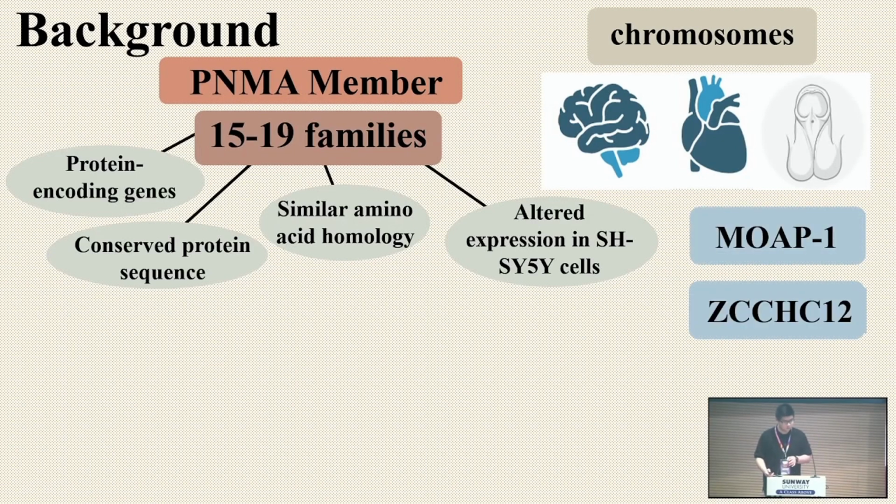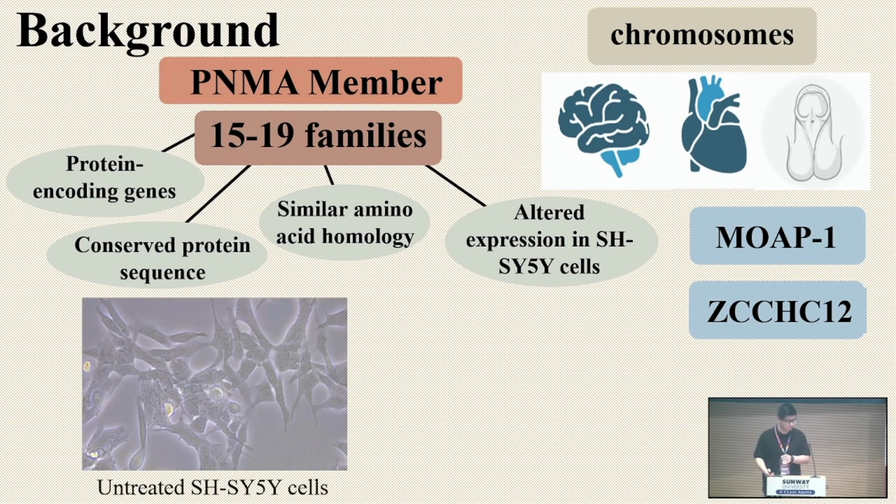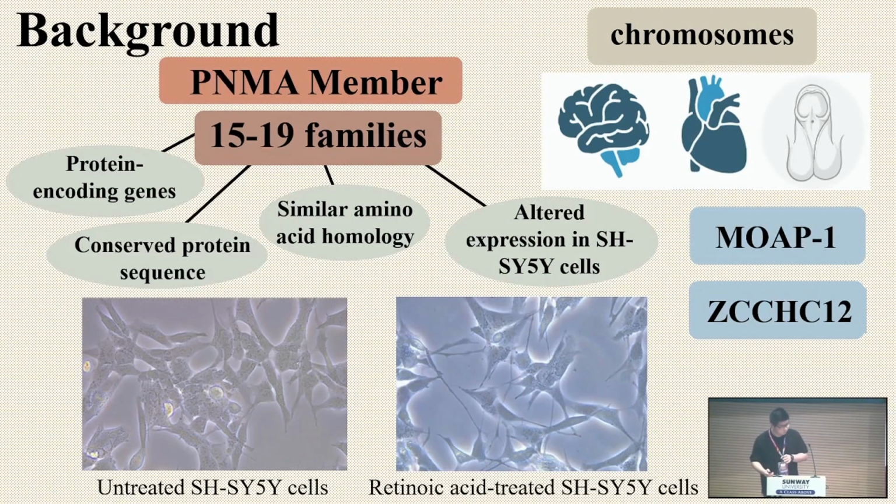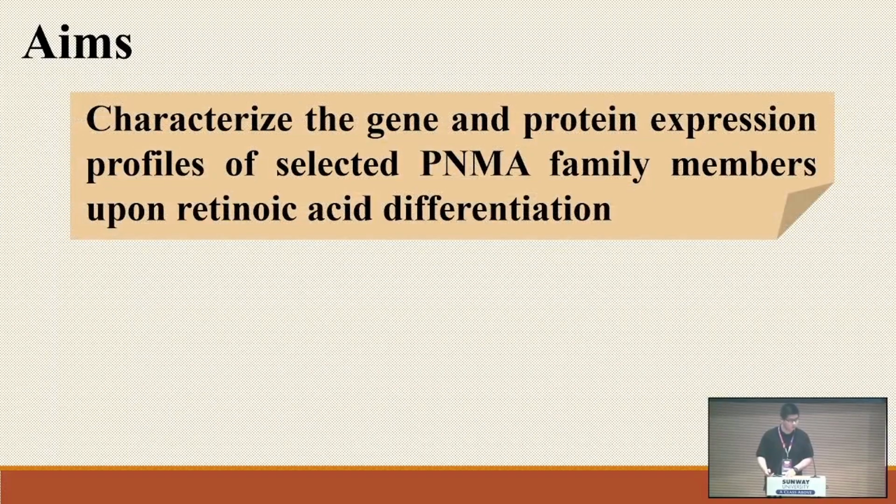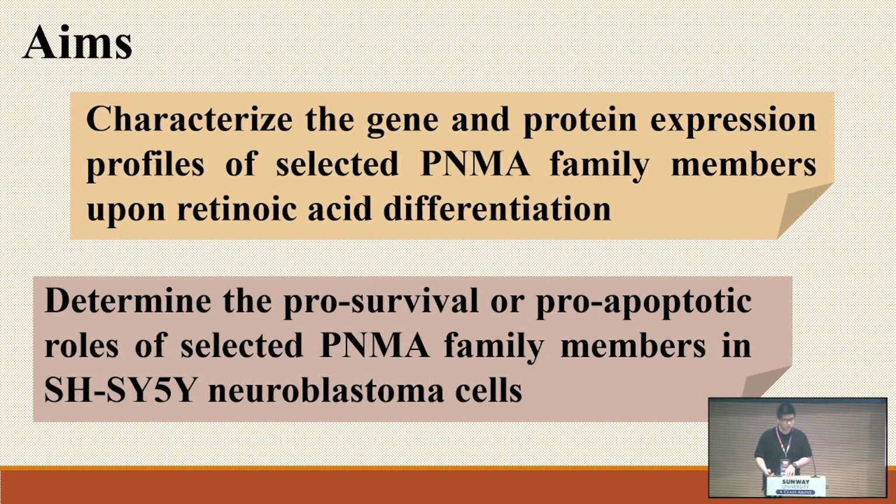So among the 15 to 19 family members, our research project singled out two main genes, which are called MOP1 and also the ZCCHC12 gene. So we carried out the gene screening in SH cells, in untreated condition and retinoic acid treated condition. There are two aims of my research project: to characterize the gene and the protein expression of the selected PNMA genes upon differentiation, and, most importantly, to determine what the roles of these genes are in SH cells.